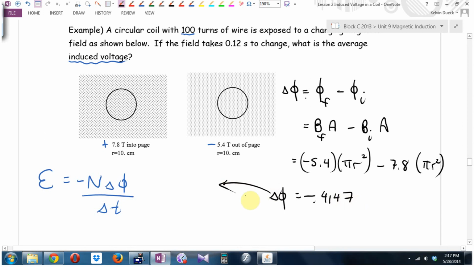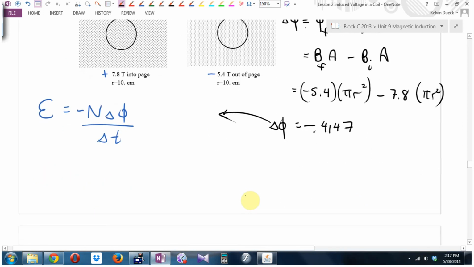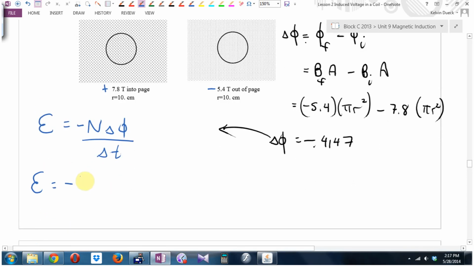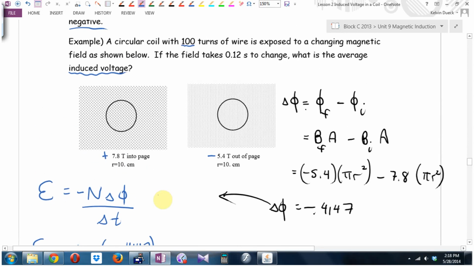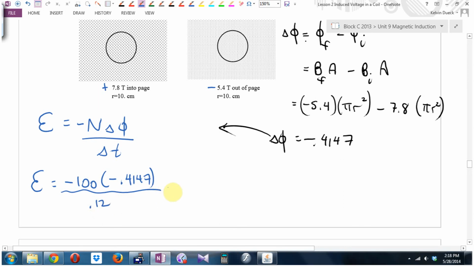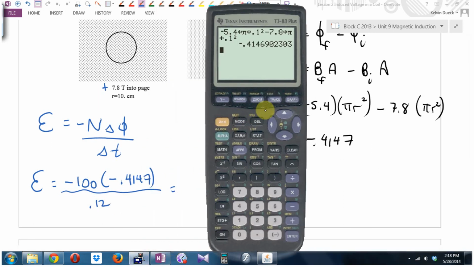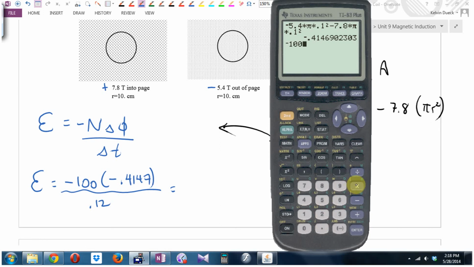And now, let's plug it into here. I got room, yay. Negative, what did we say N was? 100 turns of wire. Change in flux, negative 0.4147. Change in time, 0.12. Good to go. I get, hey, 346 volts. This is a good generator now.